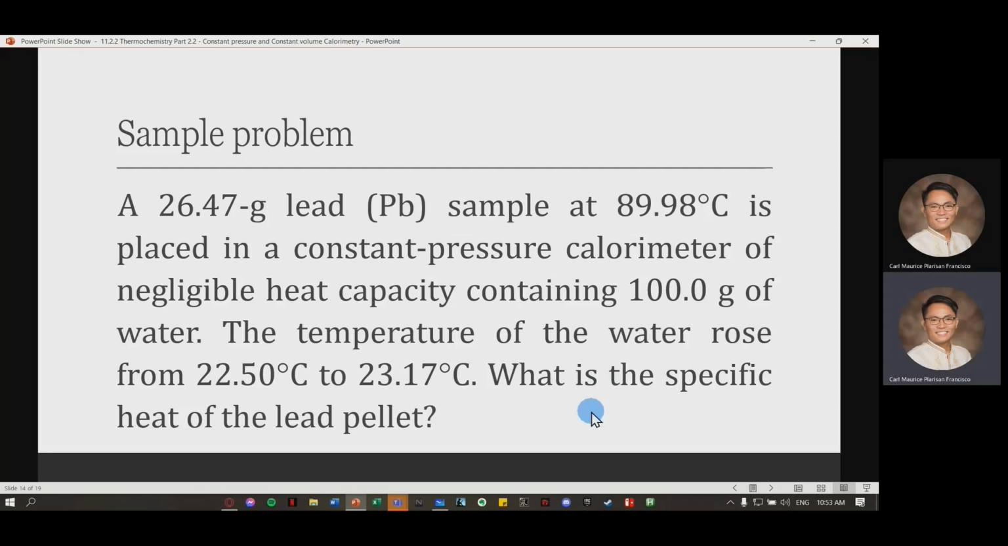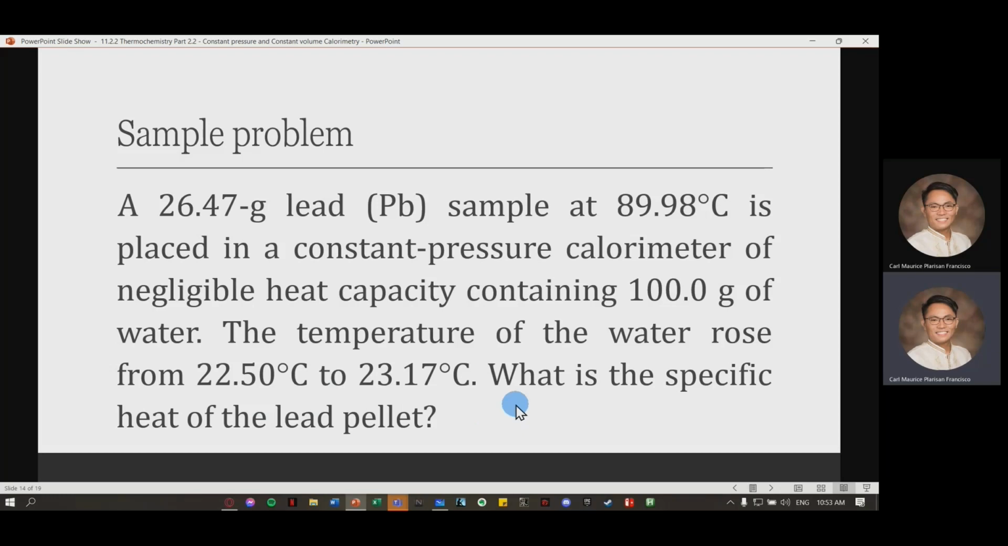So let's have an example. A 26.47 gram lead sample at 89.98 degrees Celsius is placed in a constant pressure calorimeter. So sinabi na ng tanong na constant pressure calorimeter ang ating gagamitin of negligible heat capacity. So walang heat capacity, negligible kasi ganun ang constant pressure calorimeter. Containing 100.0 grams of water. The temperature of the water rose from 22.50 degrees Celsius to 23.70 degrees Celsius.